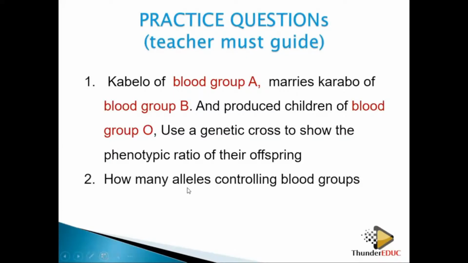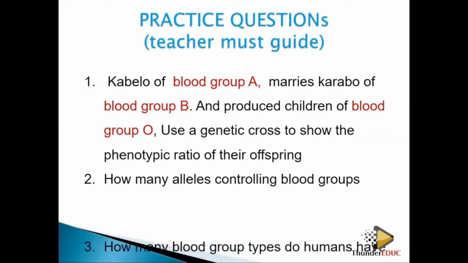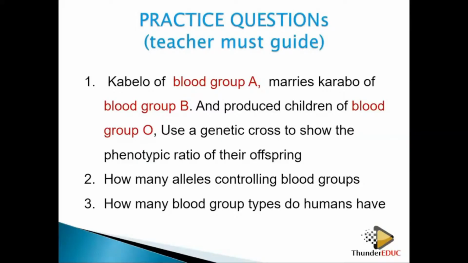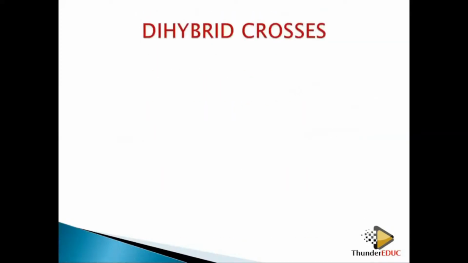Then they're asking how many alleles control blood groups. We saw this one. There are 3 alleles: allele A, allele B, and allele I, small i. Yes, we saw them. And then how many blood group types do humans have? They have 4: A, B, AB, and O. Basically, that's it. Next class, we are going to be looking at dihybrid cross.